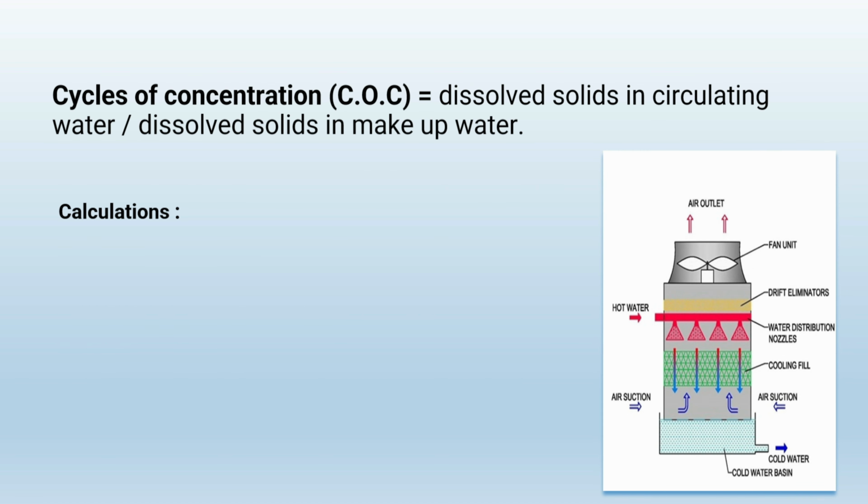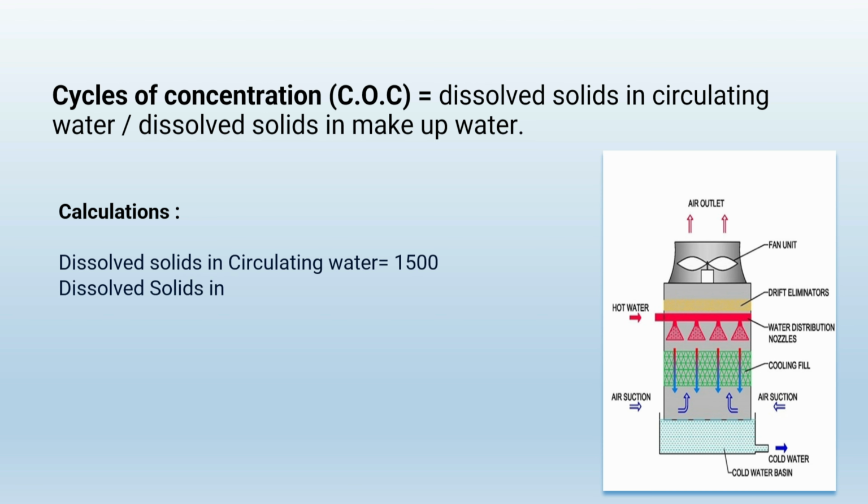Here we will calculate the cycles of concentration, also known as COC. So COC is the ratio of dissolved solids in circulating water to dissolved solids in makeup water. Here is the calculation. So if dissolved solids in circulating water is 1500 and dissolved solids in makeup water is 250, then COC will be 1500 divided by 250, that is 6.